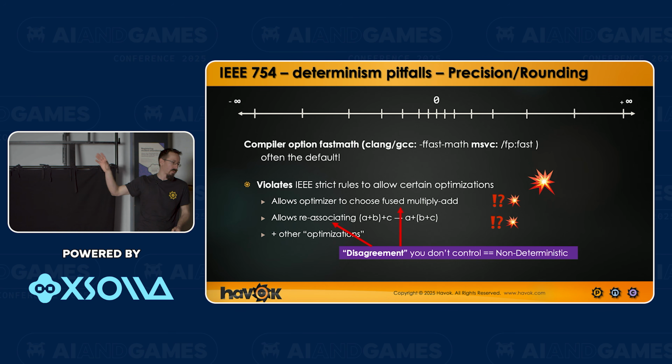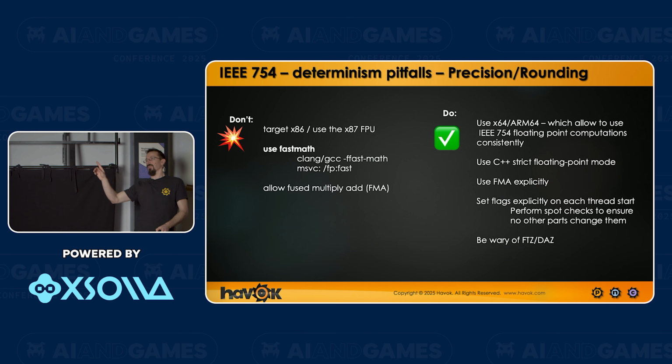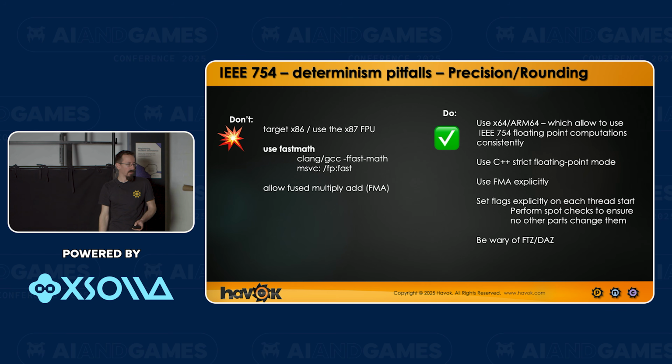So you need to prevent your compiler from doing all of these things by not, first of all, targeting x86 if you want cross-platform determinism, because it's a gigantic pain to wrestle with the x87 FPU and the 80-bit precision stuff. Don't use fast math. It's a trap. And don't allow fused multiply add. You have some compiler options there as well. You can use fused multiply add explicitly yourself; it is IEEE standardized by now. But just don't let the compiler decide, oh, I want to use it here and not there, and then in a different mode or optimization level, choose differently. And be wary of the flushing of the denormals.